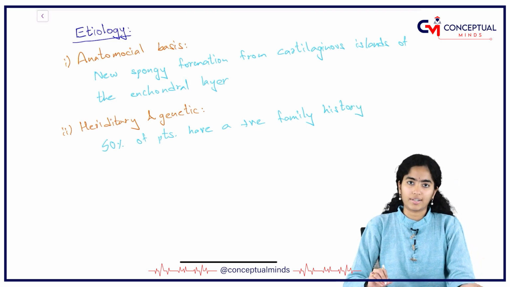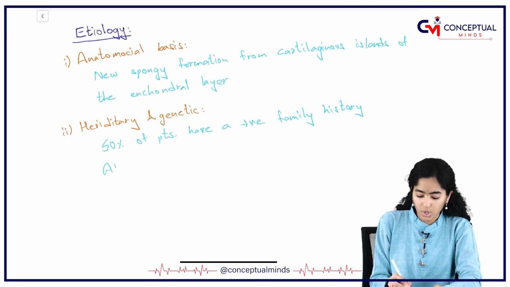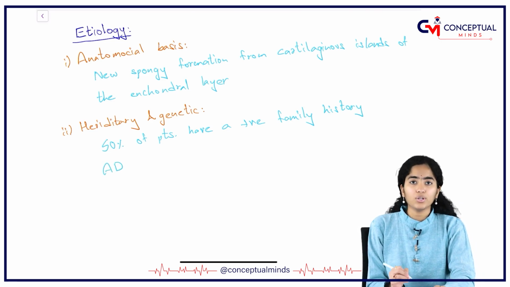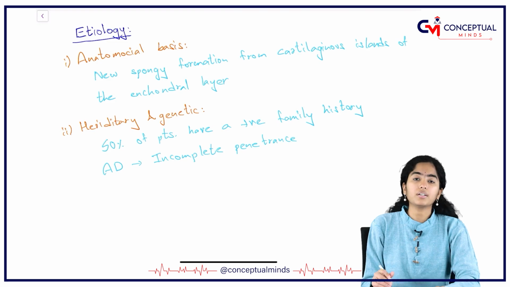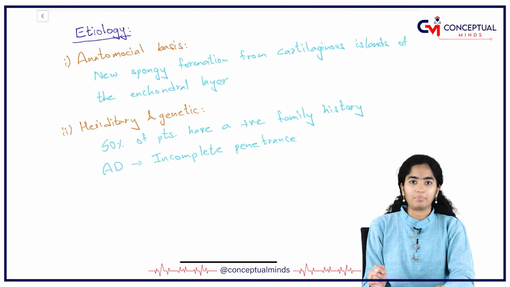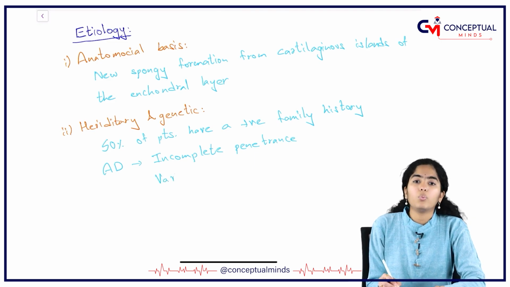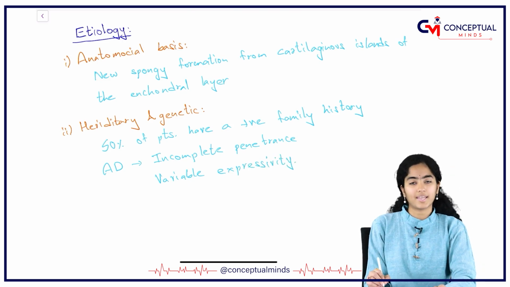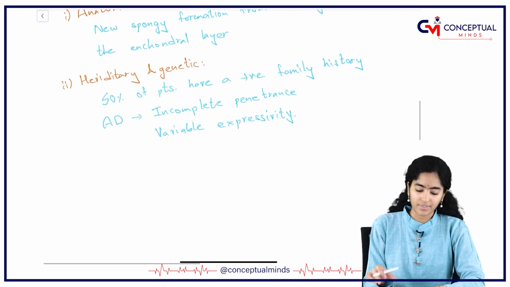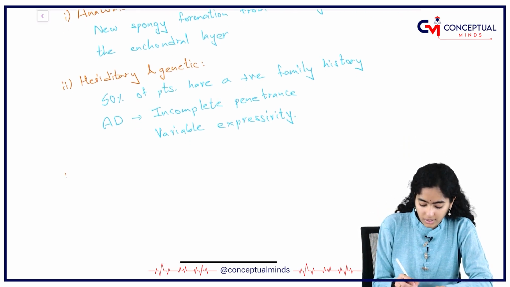So how is this genetically transmitted? By autosomal dominant pattern. In autosomal dominant pattern, there is incomplete penetrance. Incomplete penetrance means different people show the disease in different severity. That is incomplete penetrance. And also there is variable expressivity. Variable expressivity means everybody who has the gene will not show exactly same features. That is variable expressivity. Then the third etiological factor is race.